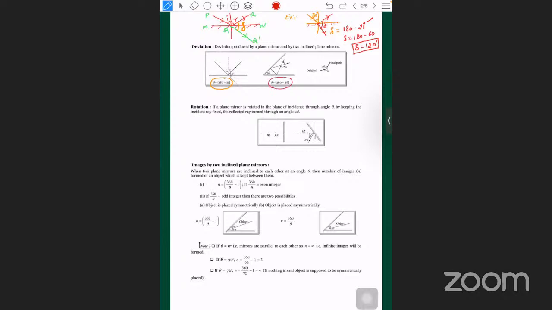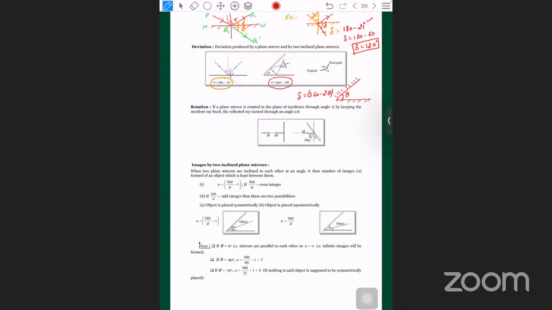Now the second case is about two plane mirrors. There is no single mirror, there are two mirrors here. This is one mirror, this is the other mirror. The two mirrors are separated by what angle? Theta. Then for this case, the deviation is always given by 360 minus 2 theta. 360 minus? 2 theta, sir. Yeah, 2 theta.